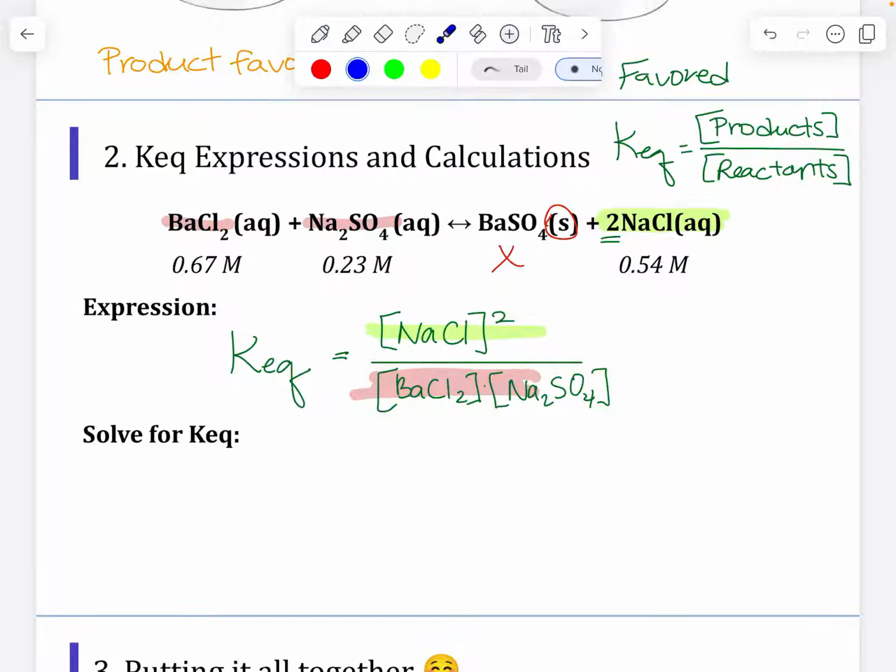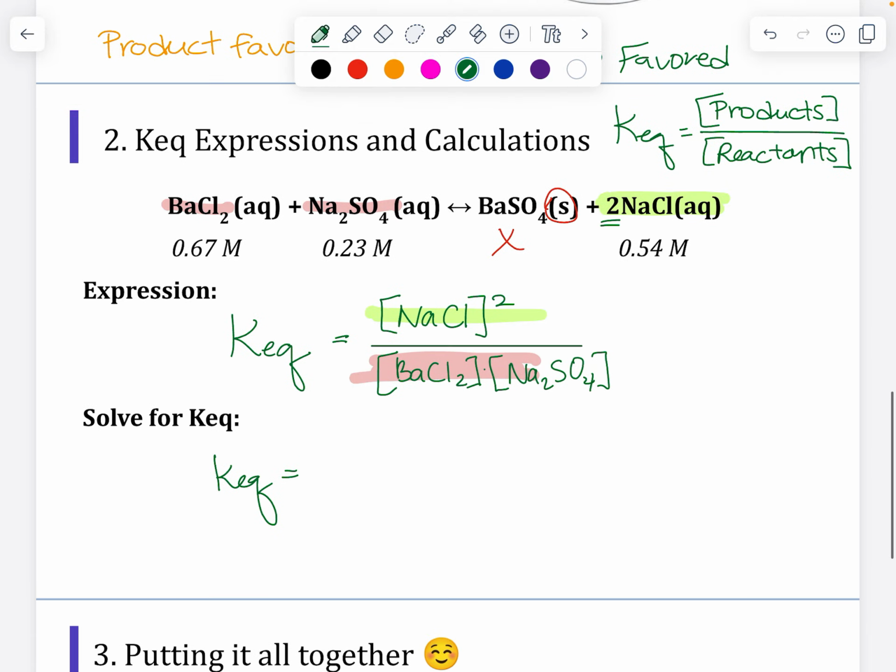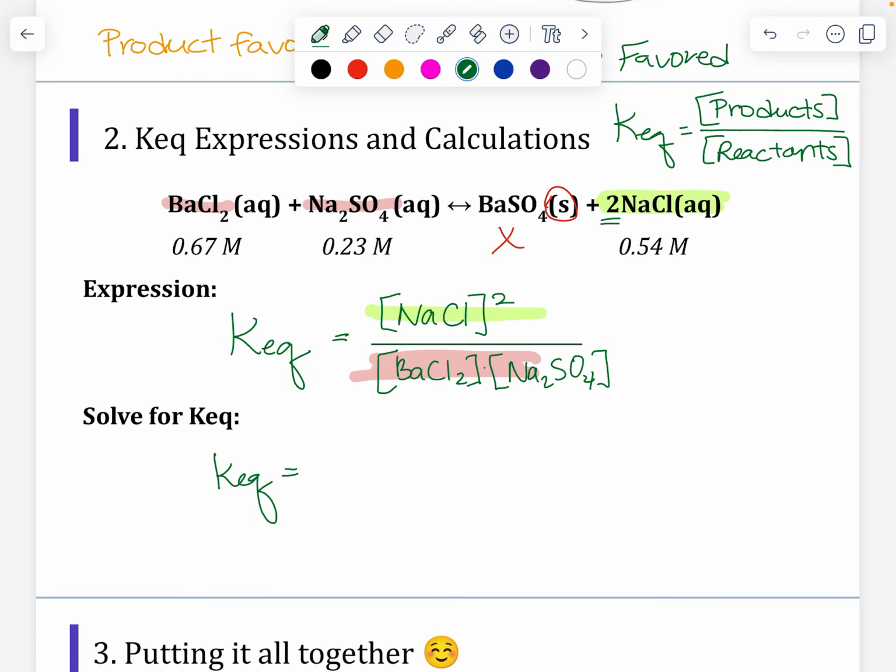And then we're provided concentrations. So molarity is the only unit we're going to use for concentration in this unit. And so having those concentrations, we can now plug those in to calculate what that KEQ value is going to be. So my NaCl has a concentration of 0.4 molar. I need to make sure to square that because that was in my expression. Divided by the concentration of barium chloride, 0.67 times 0.23.